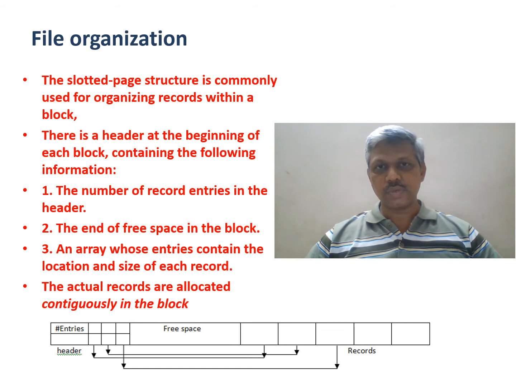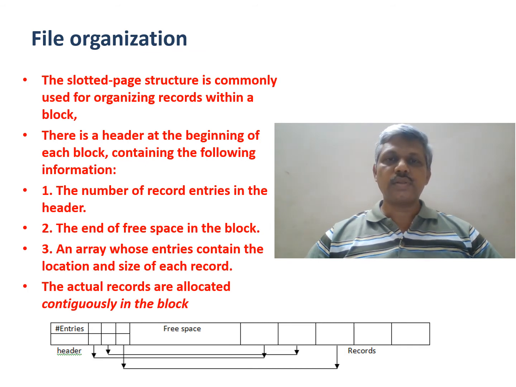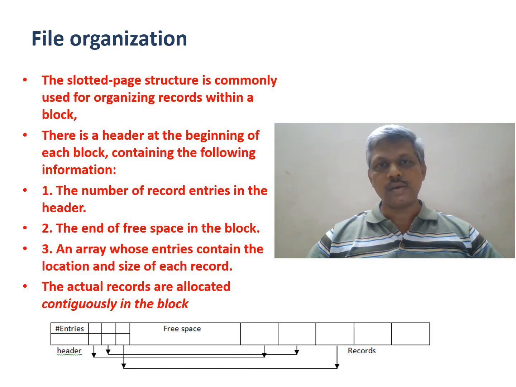After that, free space is available, if it exists, and then the records are stored contiguously. So whenever that block of data is accessed, based on the metadata stored at the beginning, we can accurately identify the location of a record, and we can fetch that record if we want to read it. So every block in a file is organized in such a fashion.